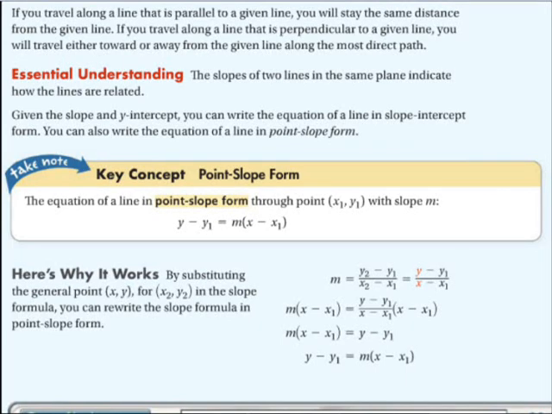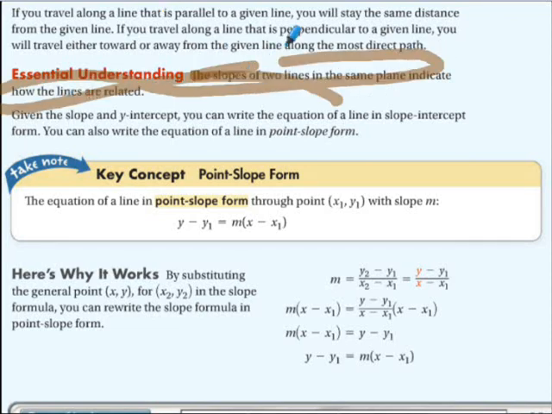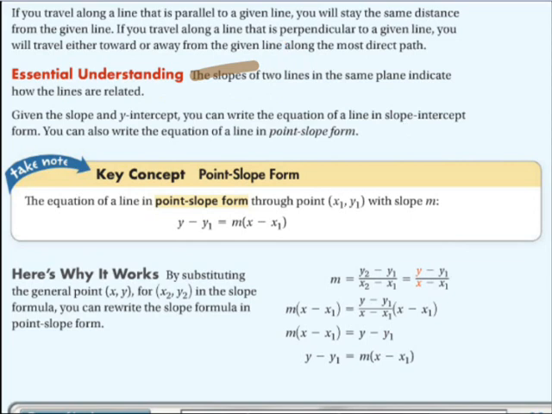The essential understanding part right here, we need to have a grasp on, okay? The slopes of two lines in the same plane indicate how the lines are related, all right? So that's a good drawing. And all that's talking about is so that we can compare two lines. The slope is a really good starting place for that comparison.